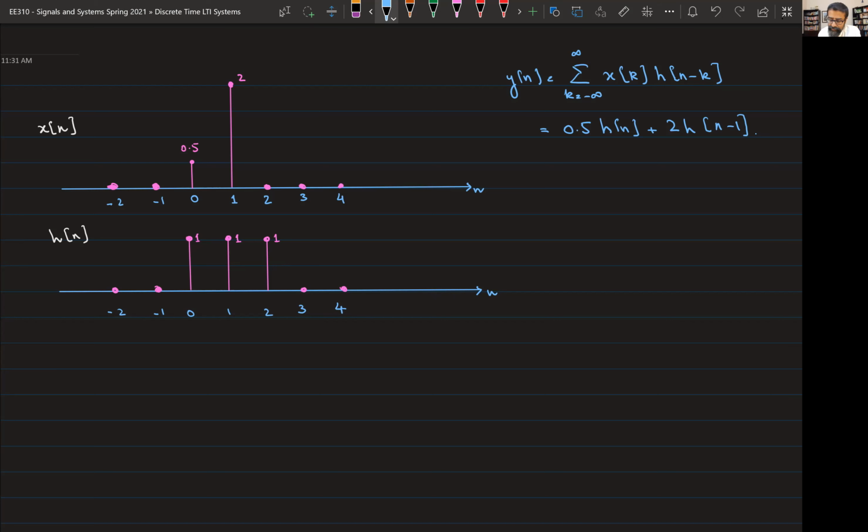Yeah. Right? Okay. So y of n equals 0.5 times h of n plus 2 times h of n minus 1. Right? So what do you think the answer should be? Let's do that.